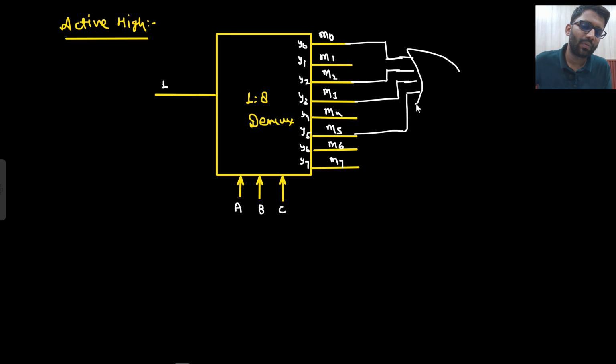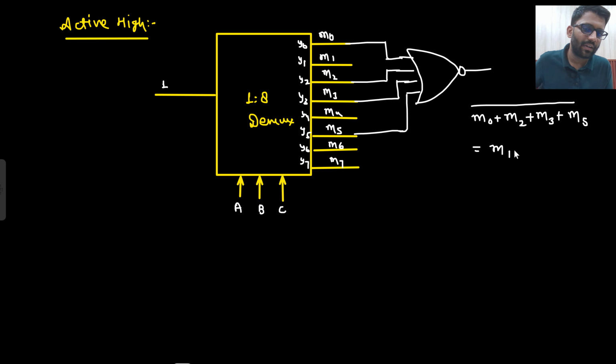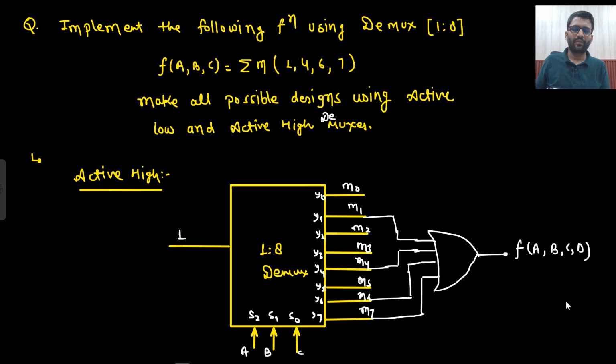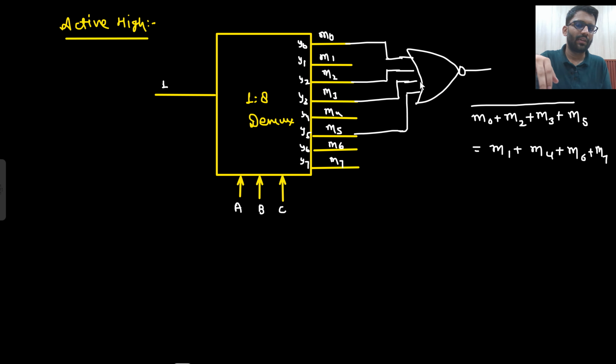connect it to an NOR gate. Basically what this will be, M0 plus M2 plus M3 plus M5 bar, and what that would be, M1 plus M4 plus M6 plus M7. So there are 2 ways, no? If you are having NOR gate, then you will do this thing. So this will also be F, A, B, C.